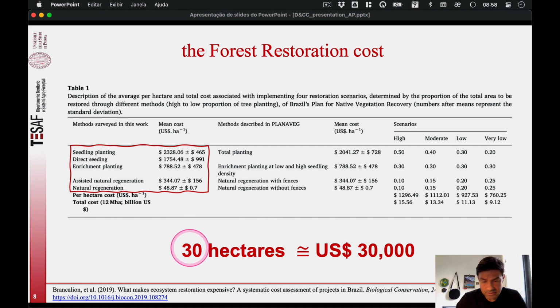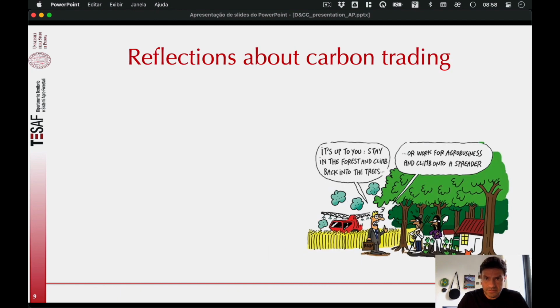So to the 30 hectares from the transaction cost, we have to add another $30,000 because of the implementation. So you can see that there are many costs involved in that. And the carbon price is going to influence that a lot. If you cannot reach the 25, all the numbers I'm showing are going to be much higher. Now, let's bring some reflection about the discussion on carbon pricing.